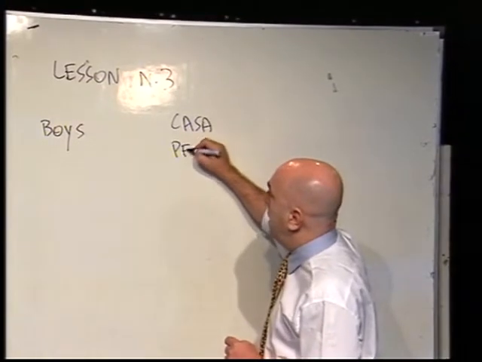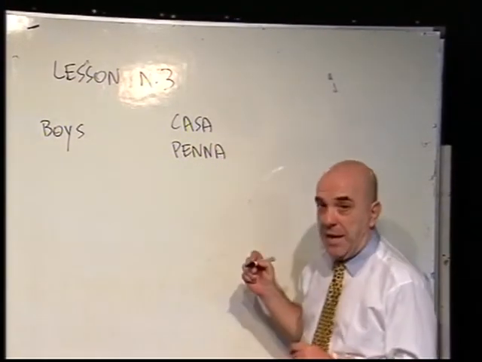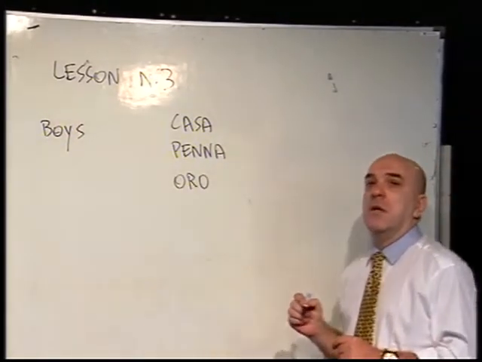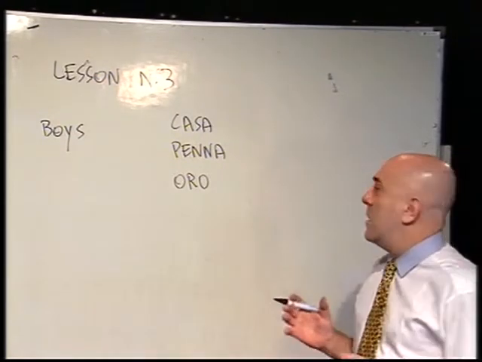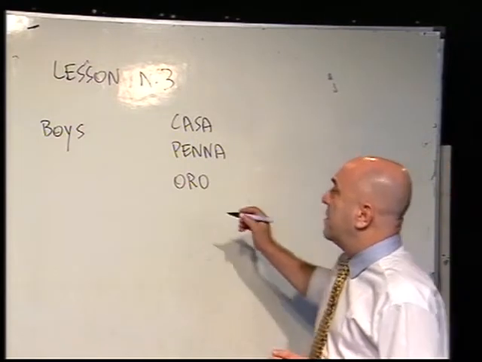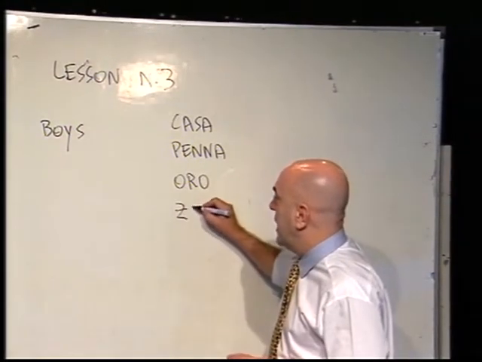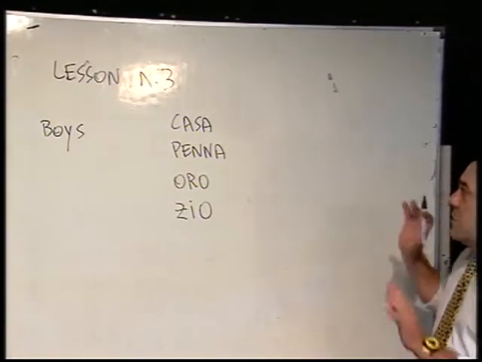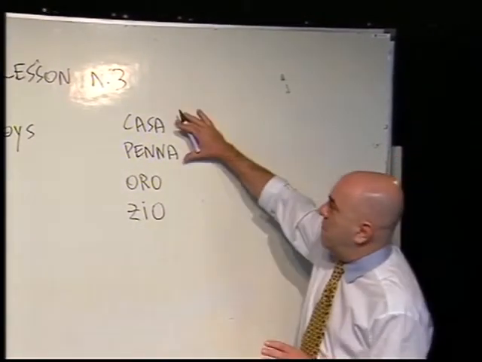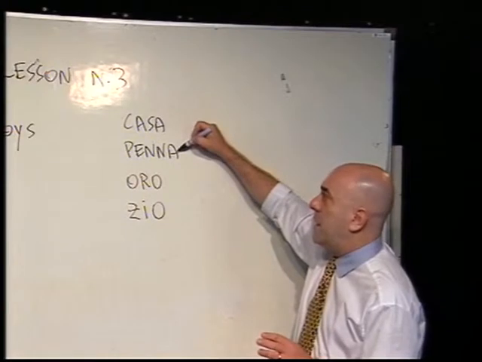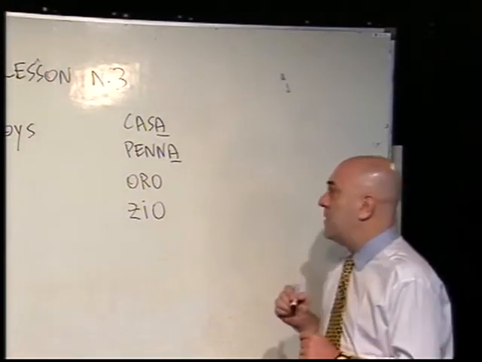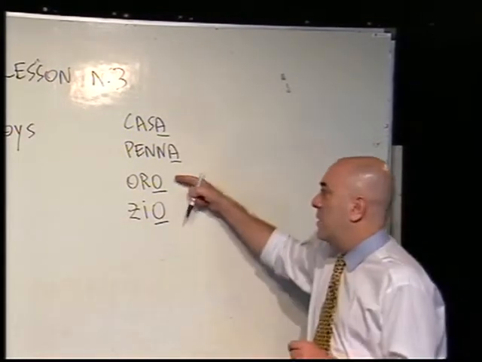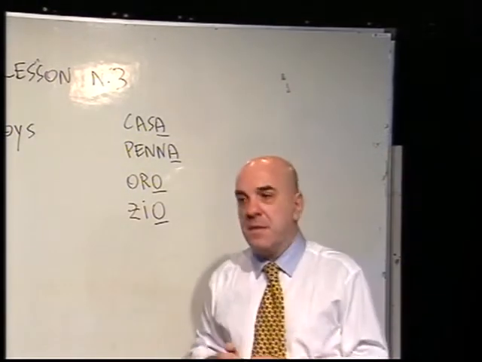We used the word penna, that means pen. We used the word oro, that means gold. And we used another masculine word that in lesson number 2 was zio. Zio is uncle. So, just for example, we take two feminine words, casa and penna, where the last letter is A, and two masculine words, oro and zio, where the last letter is O.